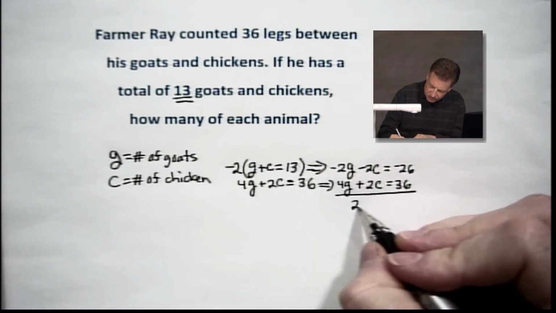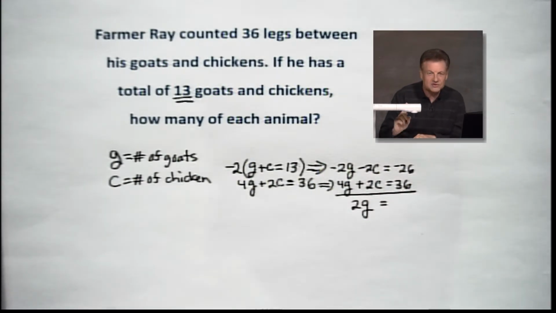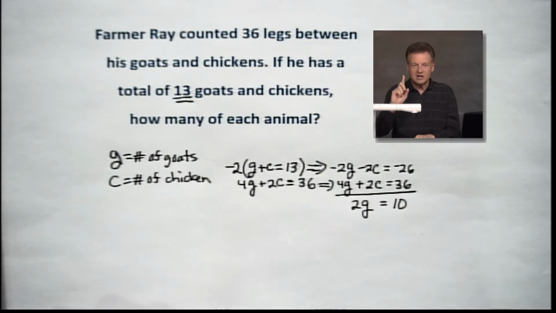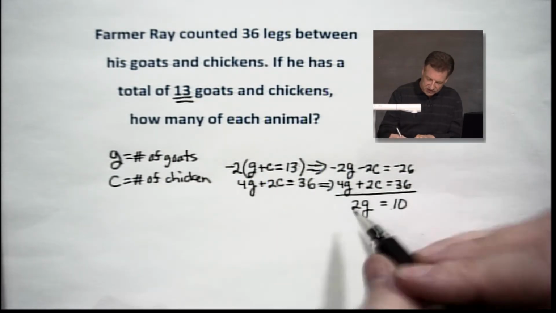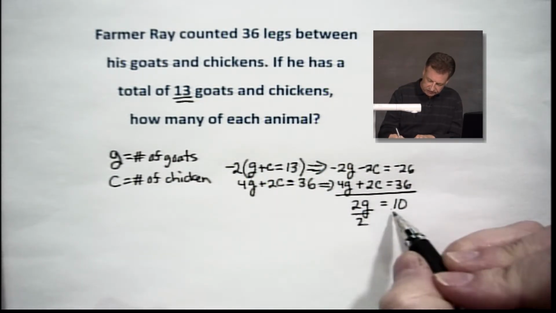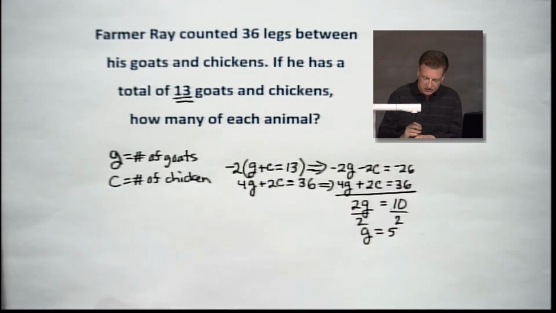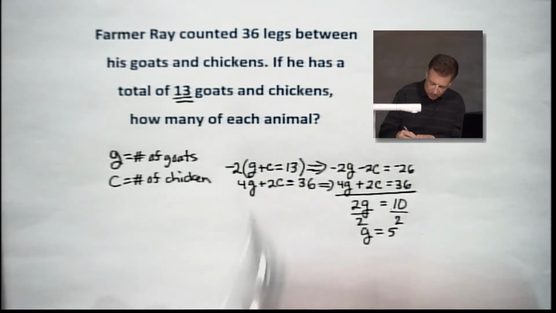We're going to have 2G equaling, what does it look like to you guys? I think it's going to be 10. You say the answer's 10? 10 to 3? No. We still got to divide, right? So let's divide by 2. And I'm going to see G equals 5. It looks like we got 5 goats. I hope we do.